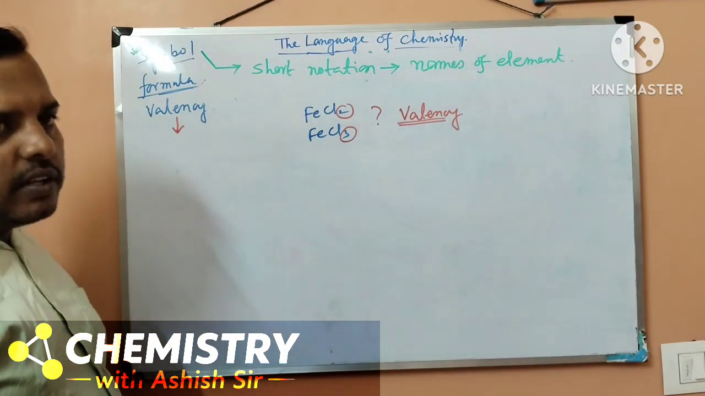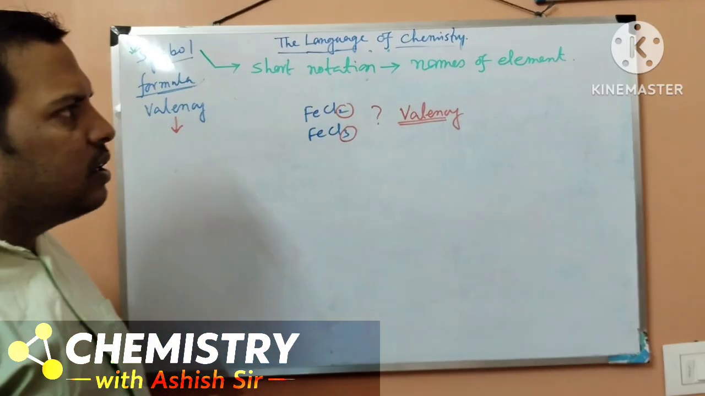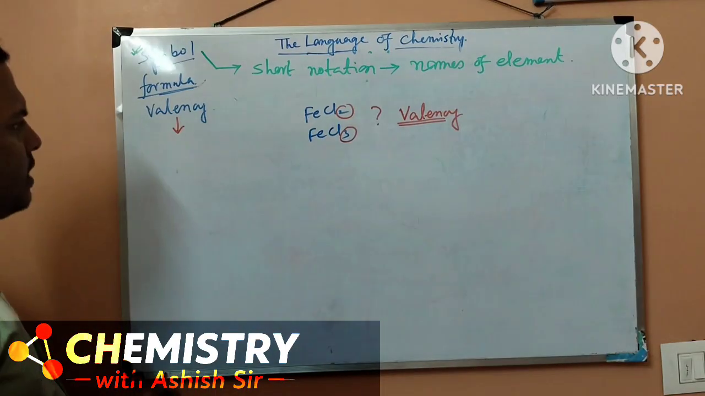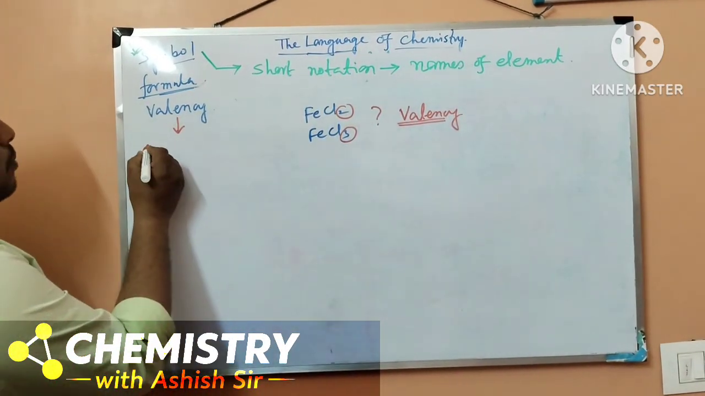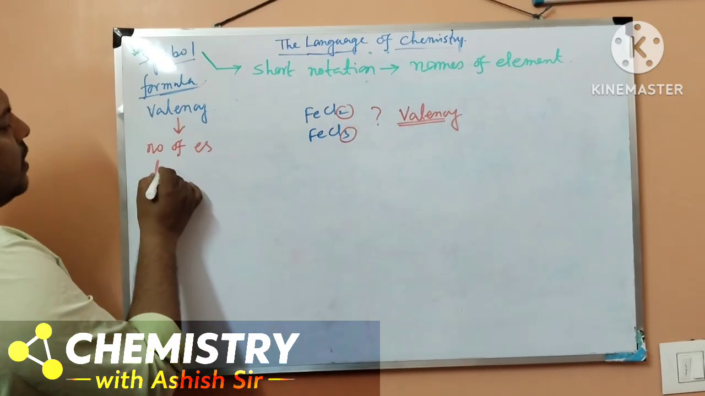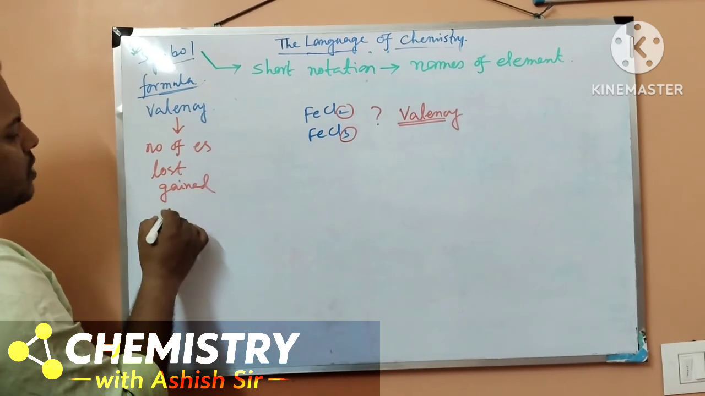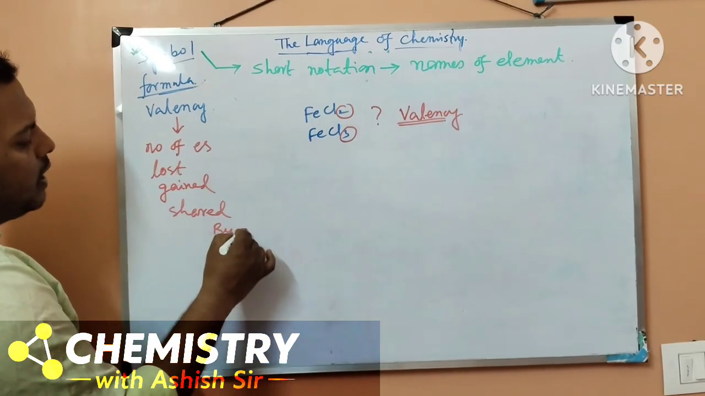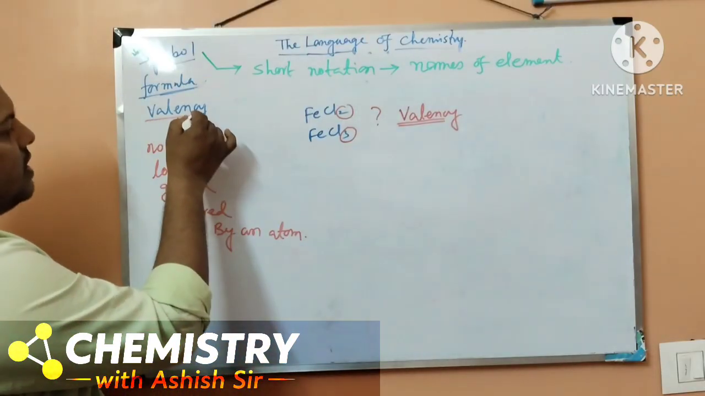You know about that in the previous class. Similarly, the combining capacity of an element with hydrogen was also told later on. With respect to oxygen also, valency was defined. But we will not look at all these things. We will look simply at the fact that valency is the number of electrons either lost or gained or shared by an atom. So once more I am telling what valency is.